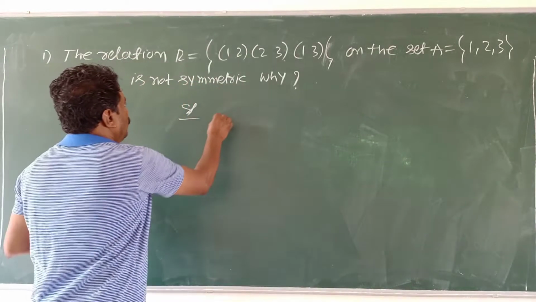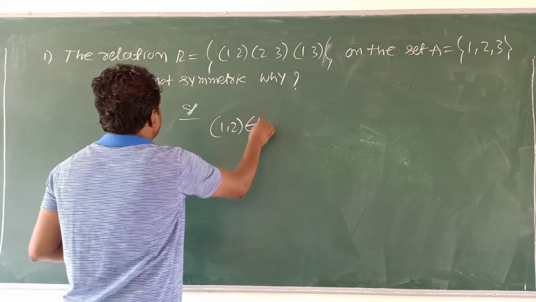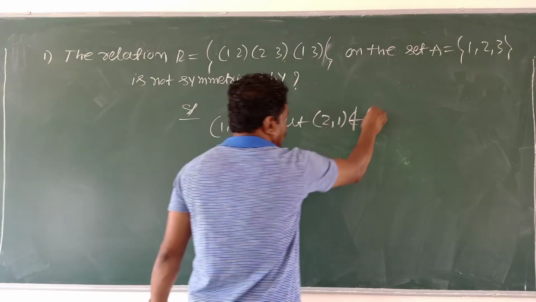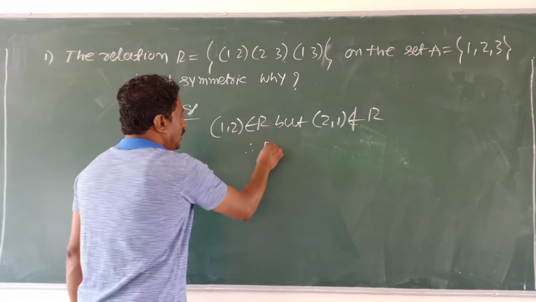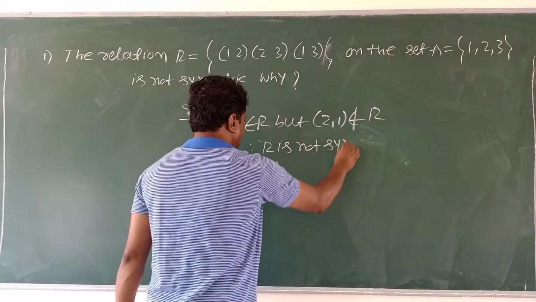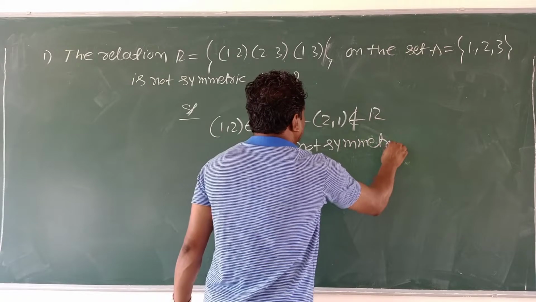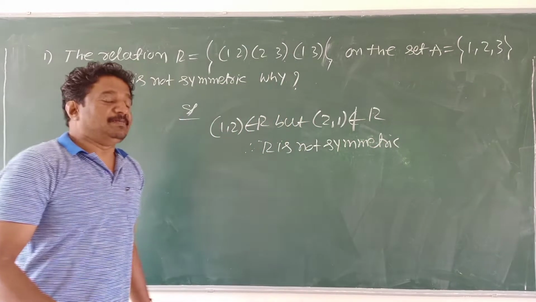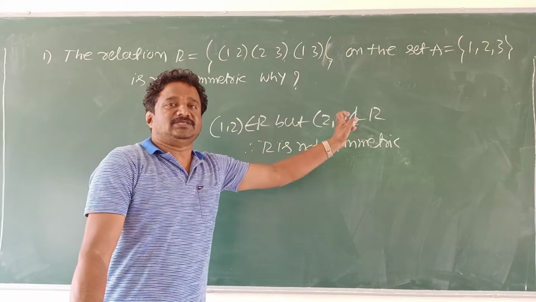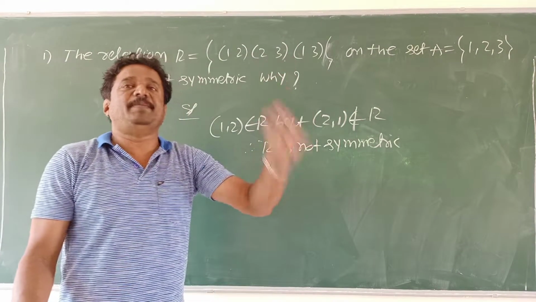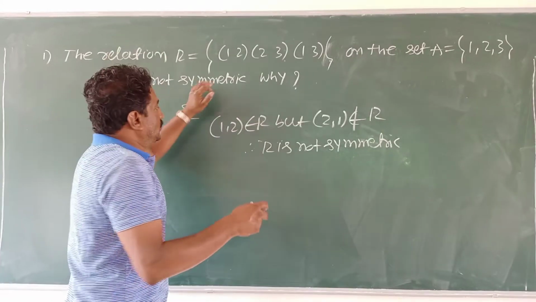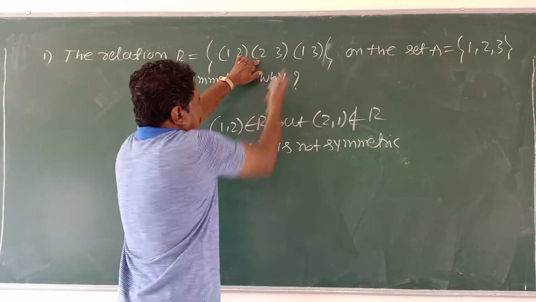To say it is not symmetric, you write that (1,2) belongs to R, but (2,1) does not belong to R. Therefore, R is not symmetric. Symmetric means it should contain both (a,b) and (b,a). A relation R which contains both (a,b) and (b,a) is called a symmetric relation.